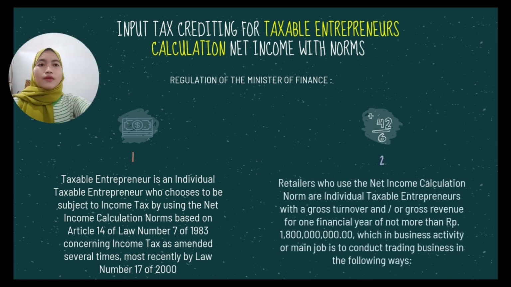Second, retailers who use the net income calculation norm are individual taxable entrepreneurs with a gross turnover and all gross revenue for the one financial year of not more than 1,800,000,000 rupiah, which in business activity or main job is to conduct trading business in the following ways.